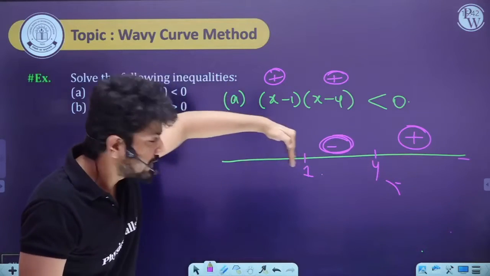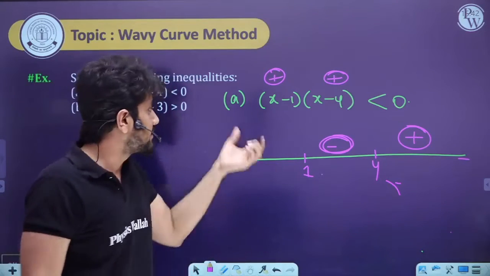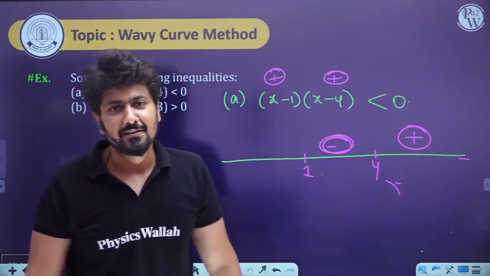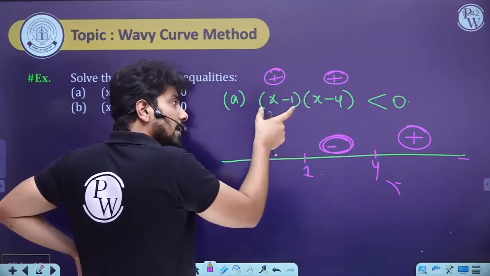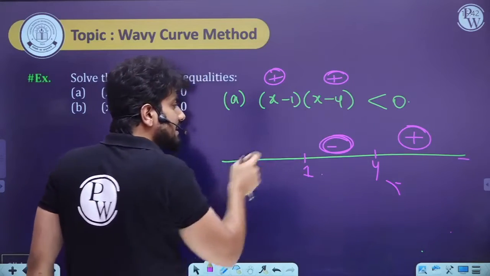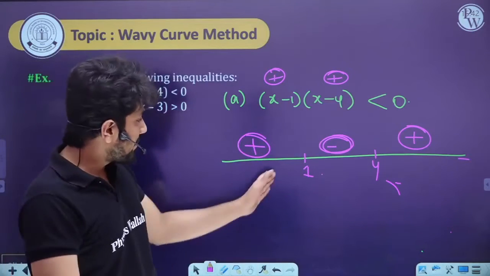Now again, in the left of 1, what will happen? Now one more factor will change its sign. Which factor? This x minus 1 factor. This will change its sign again, right? In the left of 4, x minus 4 is negative. It has become negative. But now x minus 1 will also become negative. And now because both the factors are negative, their product will become positive. And that's what is happening over here.